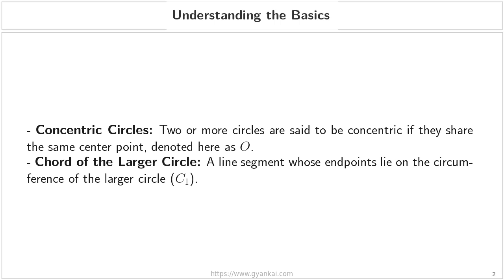Next, let's look at the chord of the larger circle. If we have our larger circle, which we'll call C1, a chord is simply a straight line segment where both endpoints sit right on the edge, or the circumference of that larger circle.